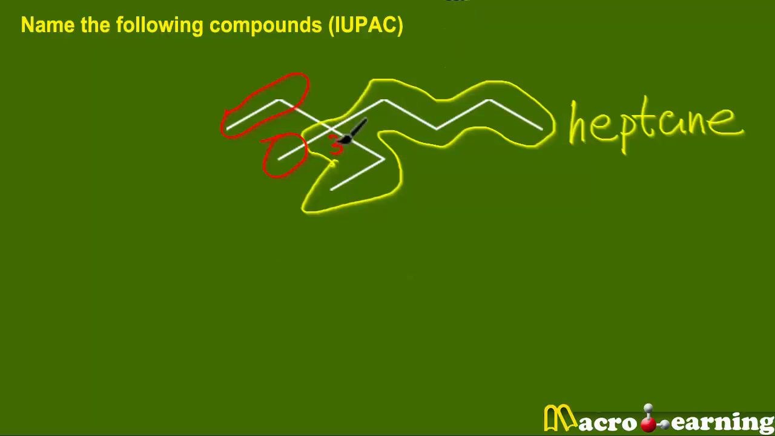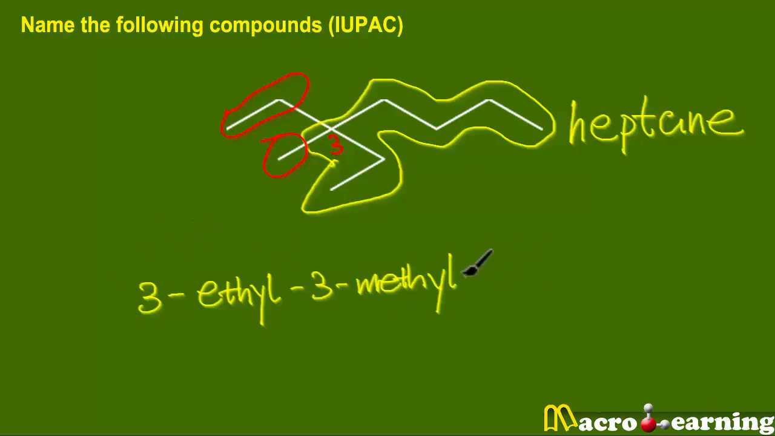So it's a 3-ethyl, 3-methyl. Ethyl goes in front, again, alphabetically. So 3-ethyl-3-methyl. Doesn't matter if they're on the same carbon, we still call them like this. Heptane. 3-ethyl-3-methylheptane. That's it. Okay, thank you very much.